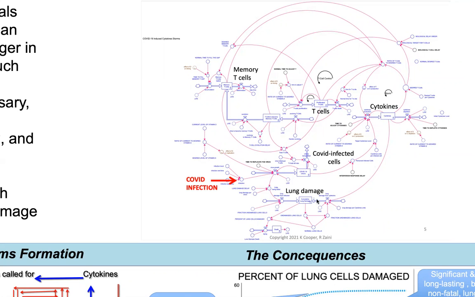Cytokines at the same time could also cause lung damage when their levels go unchecked. If there is a delay in the memory T cells and the T cells generation, the gap would persist. And that's why cytokines create lung damage.